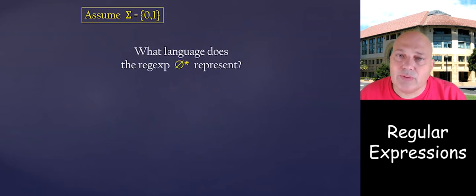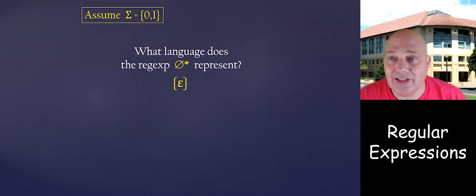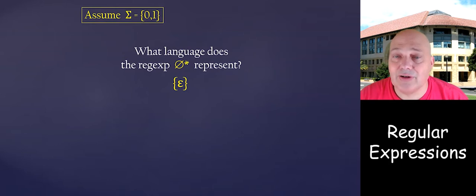So what language does the regular expression empty set star represent? Slightly tricky, but this represents the language that contains only the empty string. Because as we said, the empty string is part of any language star, because it means that you can take strings that are a concatenation of 0 or more elements of the language.